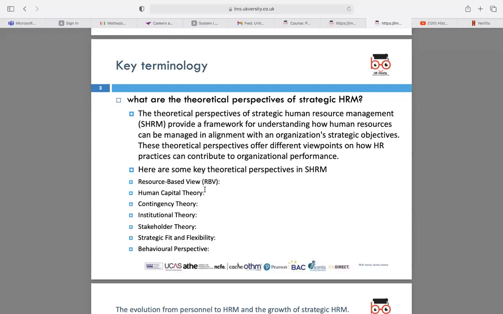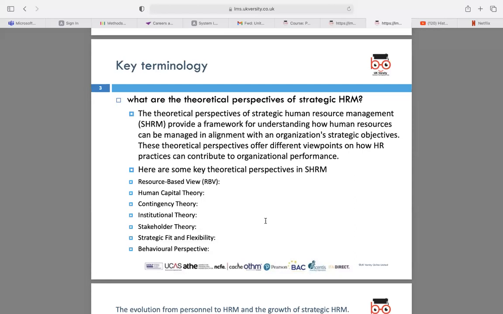Now, coming on to some of the key theoretical perspectives in strategic human resource management. We spoke about a few of these theories yesterday, but I'm going to quickly go through all of this again, because it's going to help you understand the later half of this presentation.